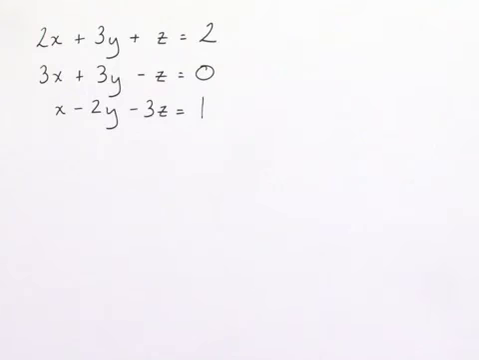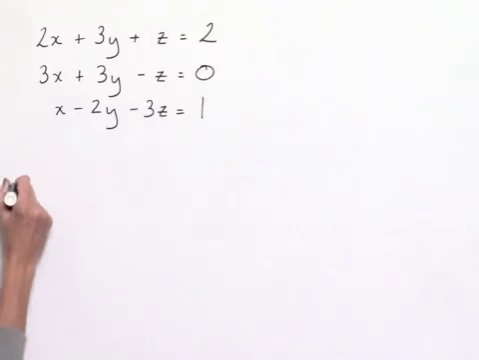Use Cramer's rule to solve the system. 2x plus 3y plus z equals 2. 3x plus 3y minus z equals 0. x minus 2y minus 3z equals 1.